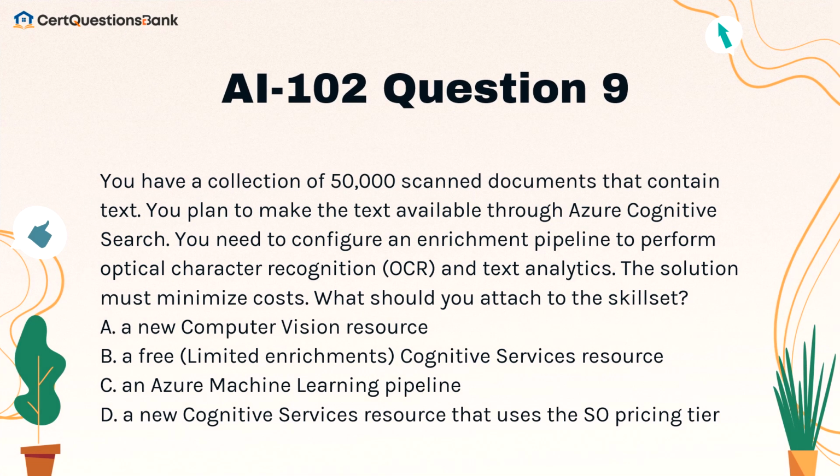You have a collection of 50,000 scanned documents that contain text. You plan to make the text available through Azure Cognitive Search. You need to configure an enrichment pipeline to perform optical character recognition, OCR, and text analytics. The solution must minimize costs. What should you attach to the skill set?